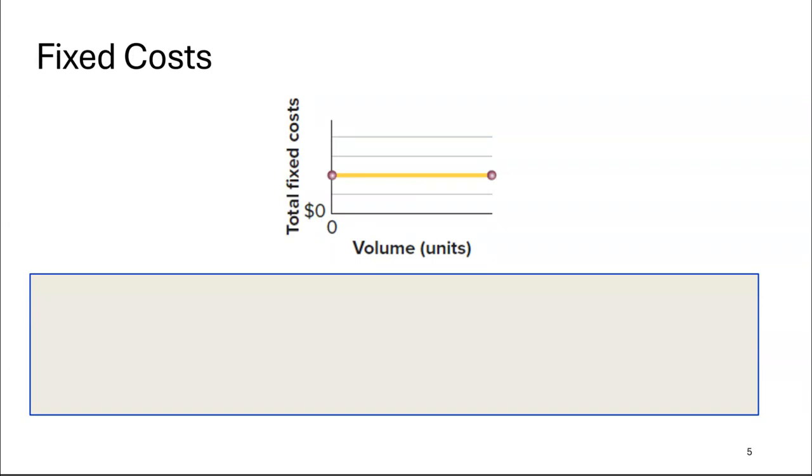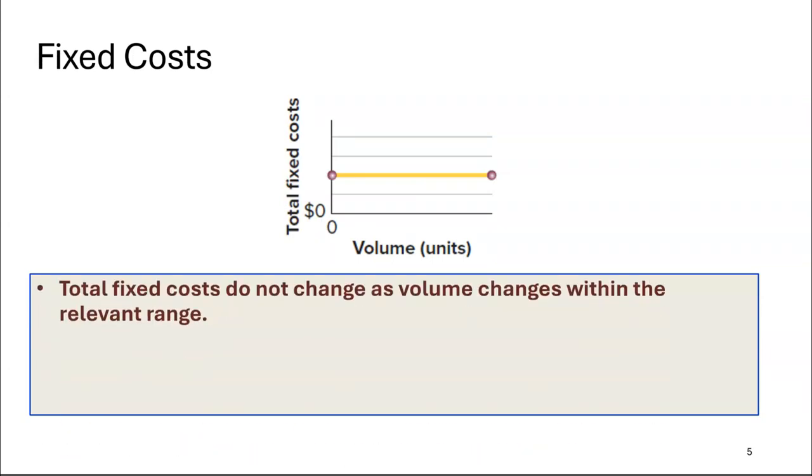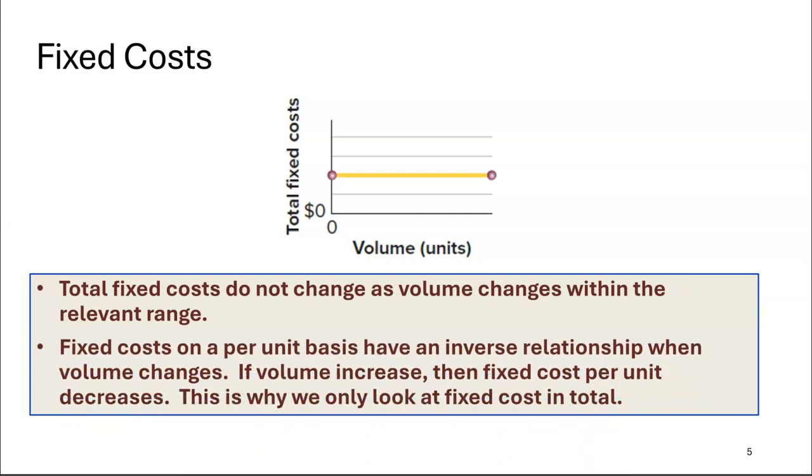Now, what do we do with fixed costs? Well, here's the difference. With fixed costs, total fixed costs do not change as volume changes within the relevant range. However, fixed costs on a per unit basis have an inverse relationship when volumes change. So, if volume goes up, the average fixed cost goes down. That's why we only look at fixed costs in total. We do not look at them on a per unit basis, and I'll give you an example why you don't do that.